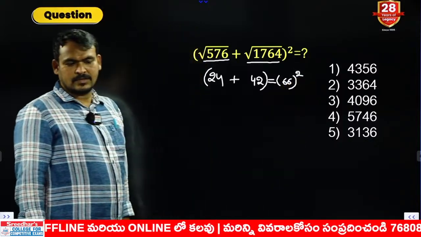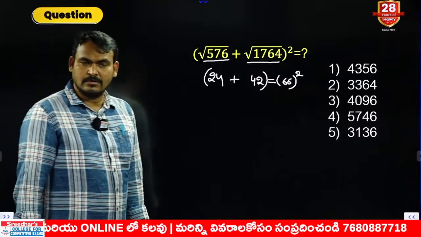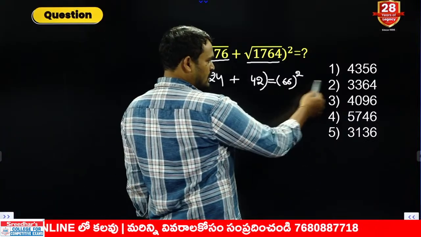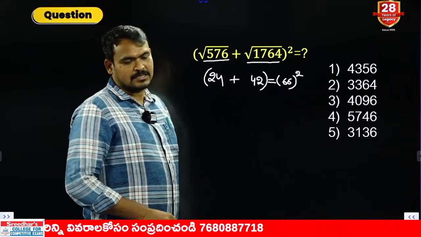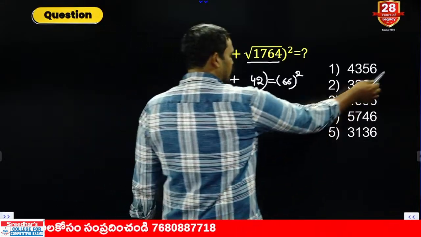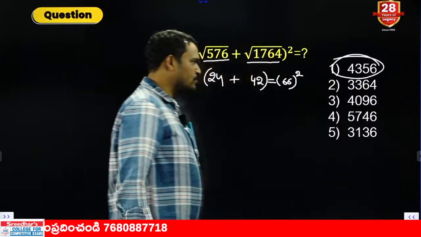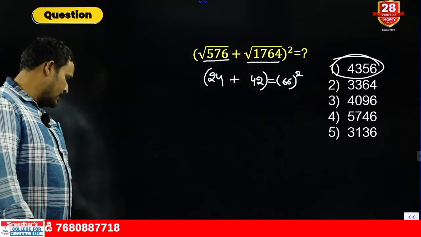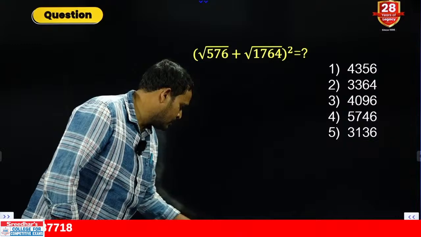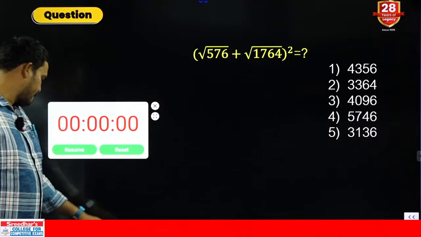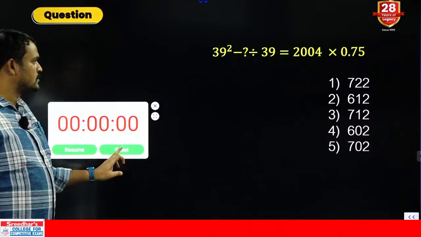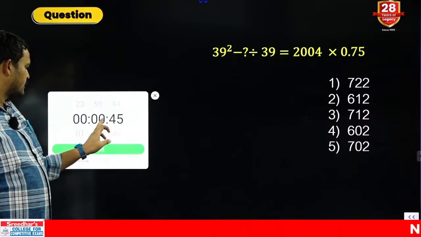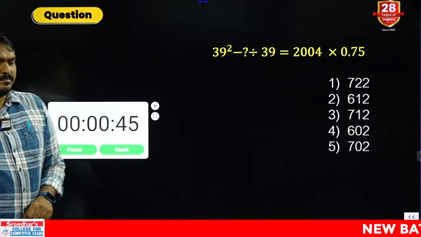And here 66 square means 66 is 11 multiple. 66 square, it is how much? 4356. Or directly we write 66 square. What is the 66 square? 4356. Which option? First one. Next, moving on, next question. Next 45 seconds time.